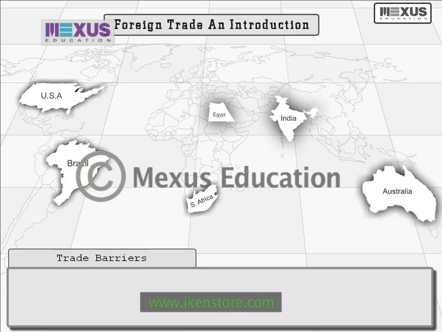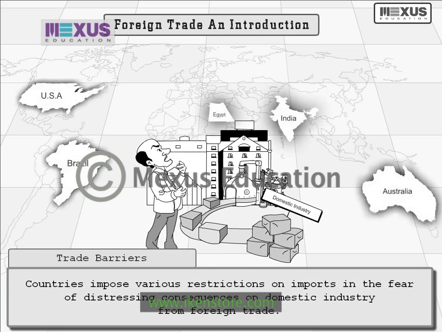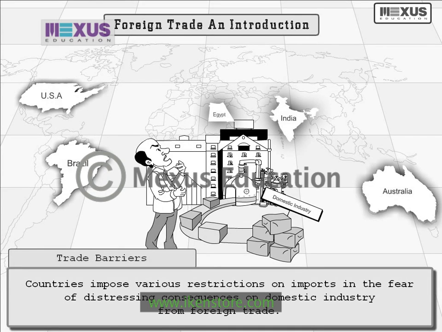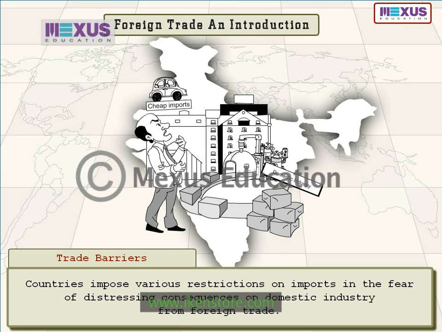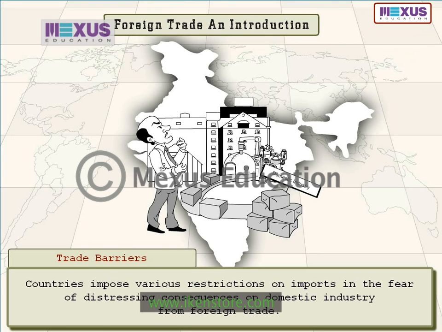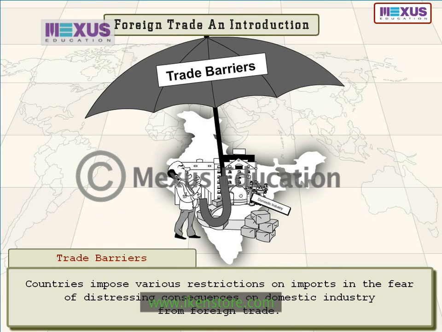Trade barriers. Many countries are afraid of competition from other countries due to various reasons. Some countries feel that the domestic industry will suffer due to cheap imports from foreign countries. In order to discourage the imports, countries impose various trade restrictions. These restrictions are also known as trade barriers.